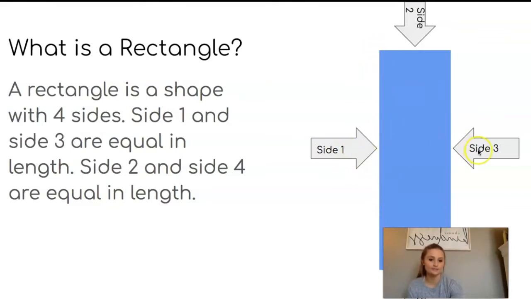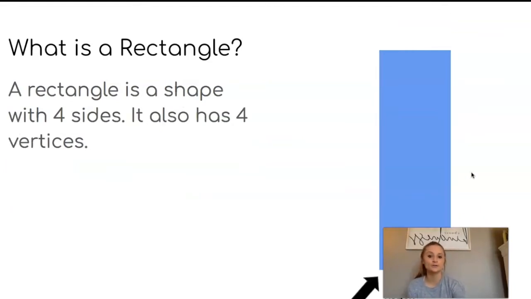So side 1 and side 3 are our long sides of our rectangle. And then it has two short sides. So side 2 and side 4 are our short sides. If you take a look at those, you can see that these sides are much shorter than side 1 and side 3, okay? So that's what makes it different. So this is a rectangle, and a rectangle has four sides. How many sides? Four, very good.